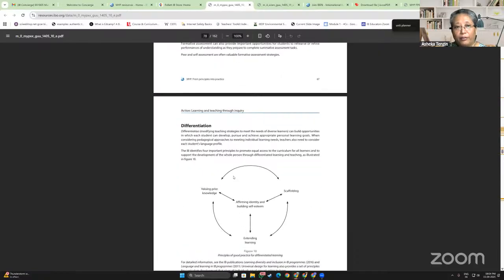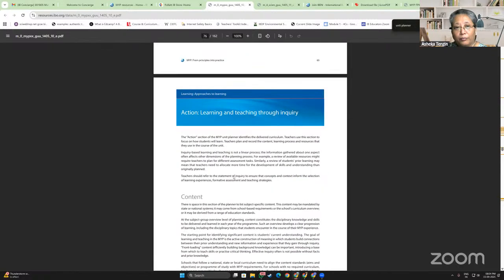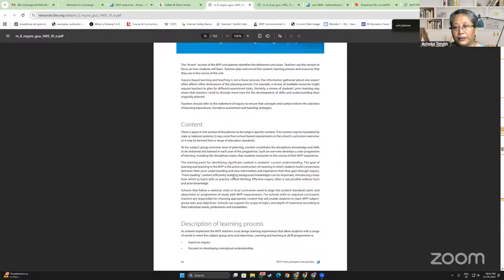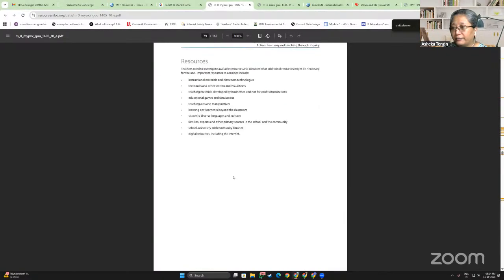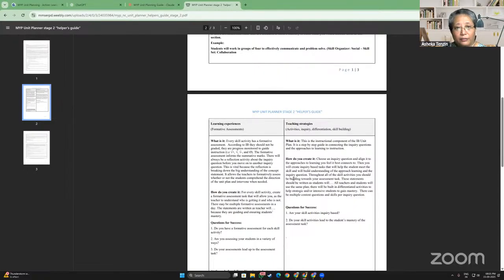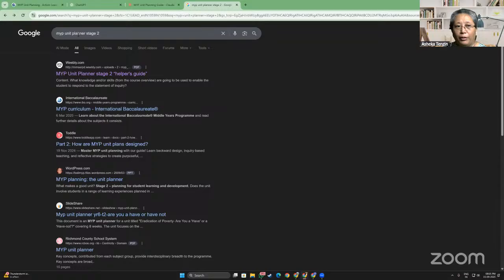Okay, and where will you find it? You will find it in the resource called MYP From Principles into Practice, page 66 to page 69. All right. So what I have done is I have taken this information and when I Googled MYP unit planner stage 2, okay, I get this annotated template.